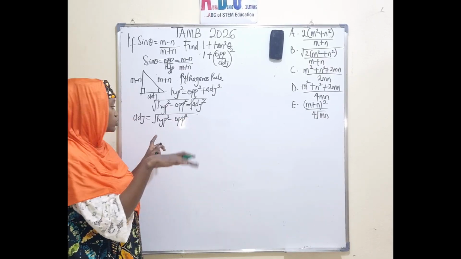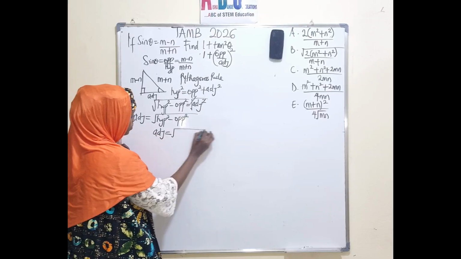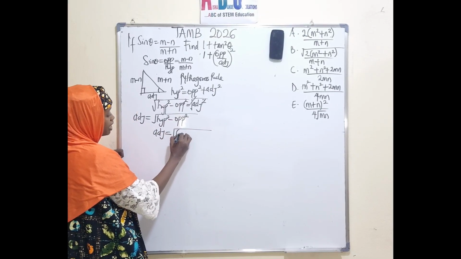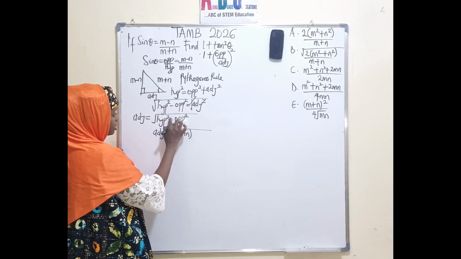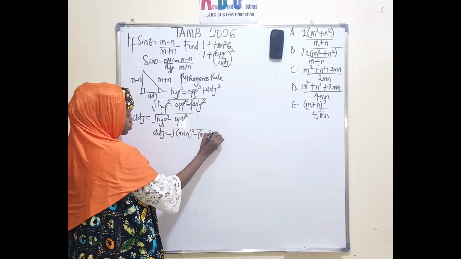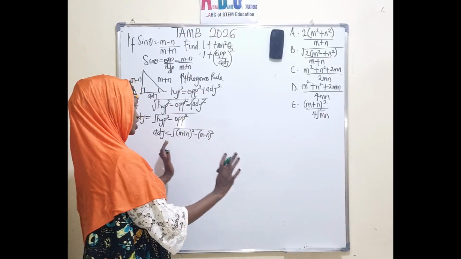Now we can substitute. Let's do this. So the adjacent will be equal to the square root of the hypotenuse. The value for the hypotenuse, we have it as (m plus n) squared, minus the opposite side, which is (m minus n). We also have the square. So now all we have to do is to expand.